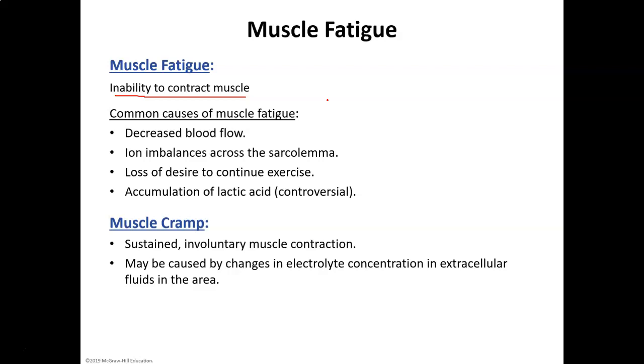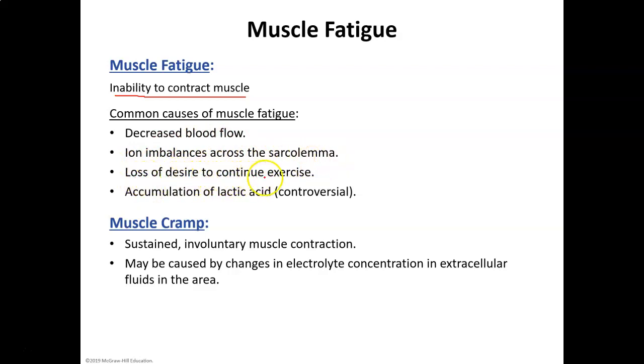Take a heavy object, a big book, take your computer, take a chair, I don't care, take anything and stand up and hold it in your arms straight out in front of you. See how long you can hold it up there. You'll go into muscular fatigue. Muscular fatigue will tell you you won't be able to hold that thing up anymore. It's the inability to contract that muscle any further. There are a lot of reasons. Decreased blood flow is one. Ion imbalances across the sarcolemma.